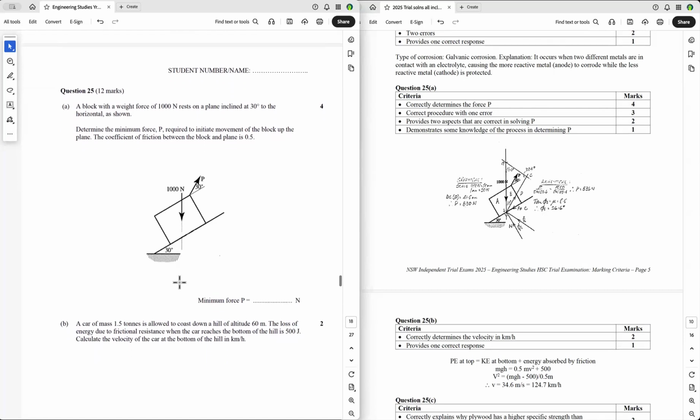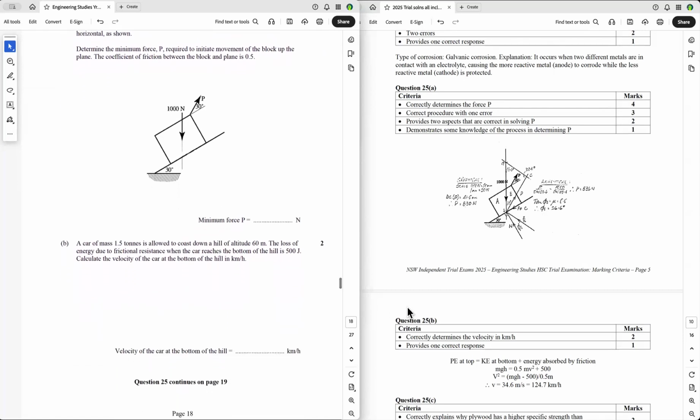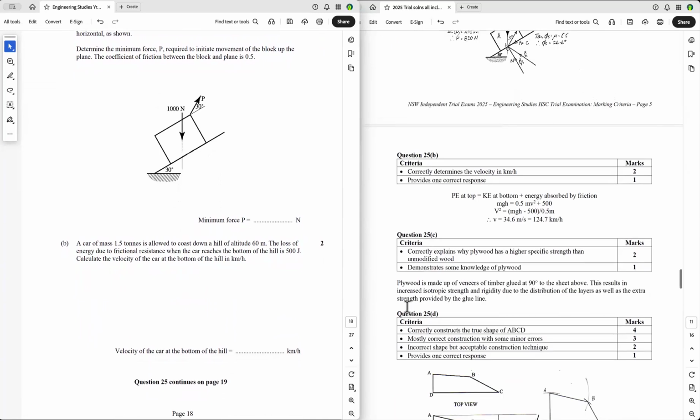Okay, next question. A car has a mass of 1.5 tons, allowed to coast down a hill of altitude 60 meters. The loss of energy due to frictional resistance when the car reaches the bottom of the hill is 500 joules. Calculate the velocity of the car at the bottom of the hill.